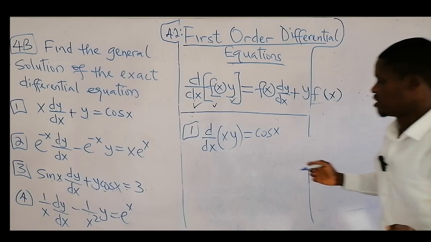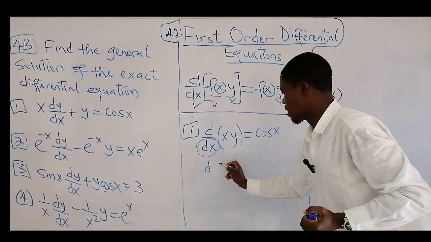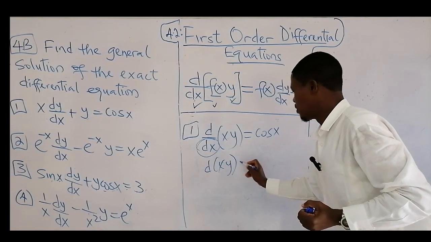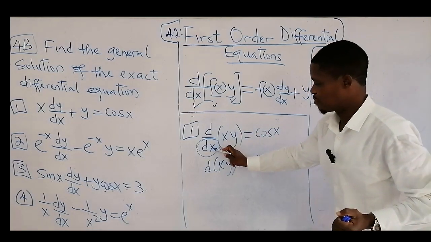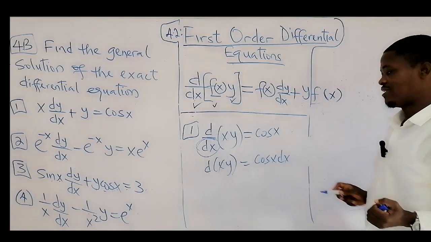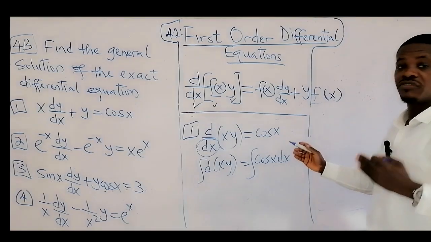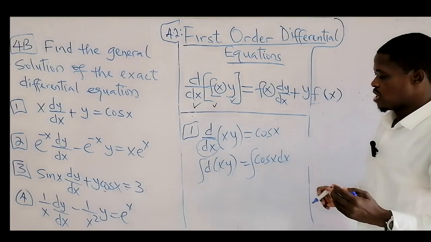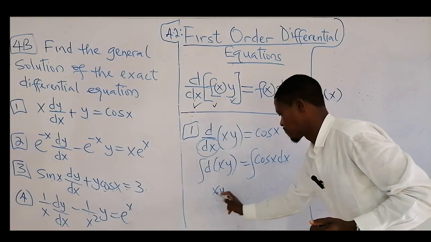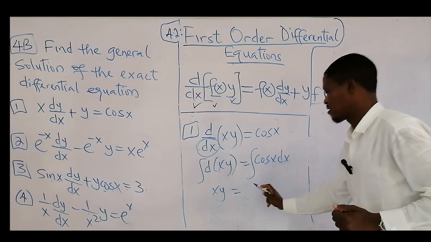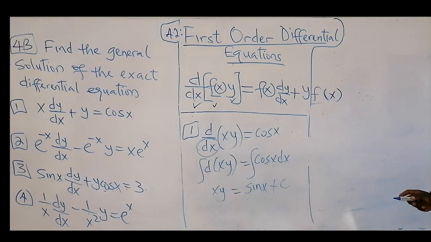Then the next thing to do is to remove this from here, and that will be d of this function equal to cos x dx. So you multiply this side by dx, this side also by dx. Then you can introduce the integral sign to both sides of the equation. When you have the integral of d of a function, it's going to give you the function. The integral of cos x is sine x plus the constant of integration.